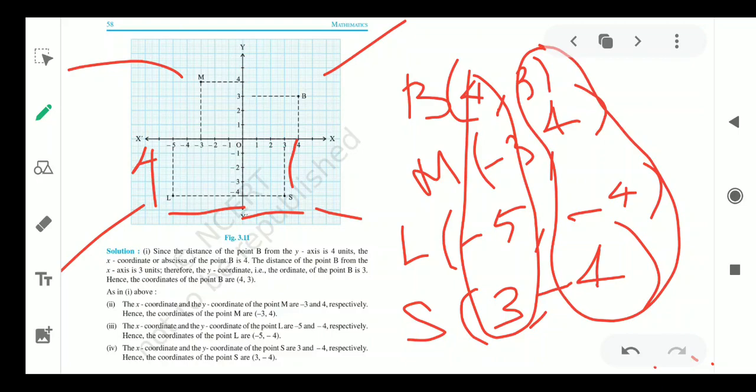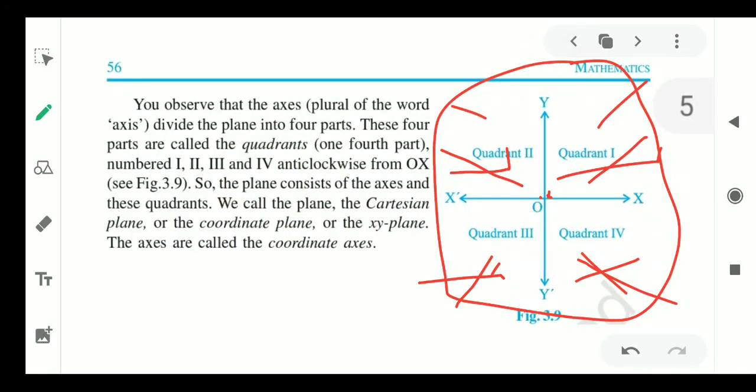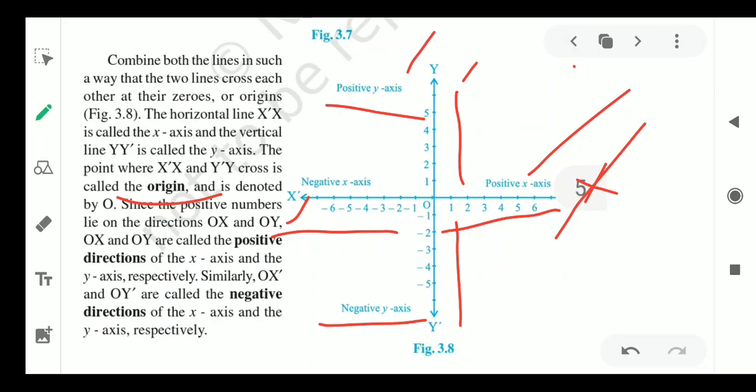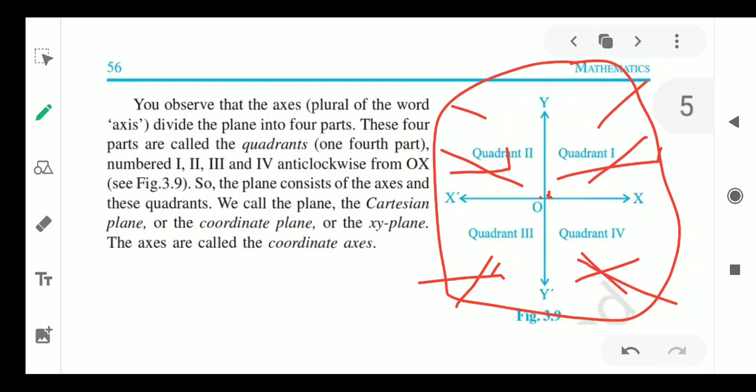Every point is represented with 2 numbers like (4, 3), (-3, 4), (-5, -4). The first coordinate is taken from the x-axis and the second from the y-axis. The first is called the x coordinate, or abscissa, and the second is called the y coordinate, or ordinate. This is a brief introduction to coordinate geometry. Keep it in your mind. We will do some problems based on this in the next class.